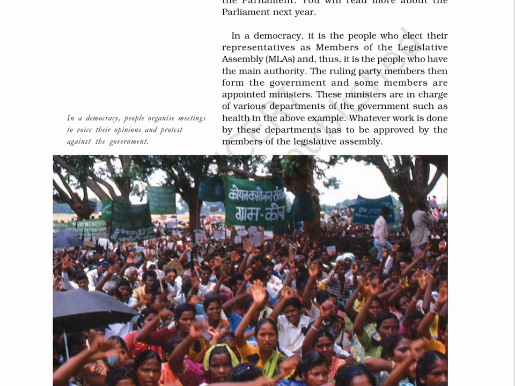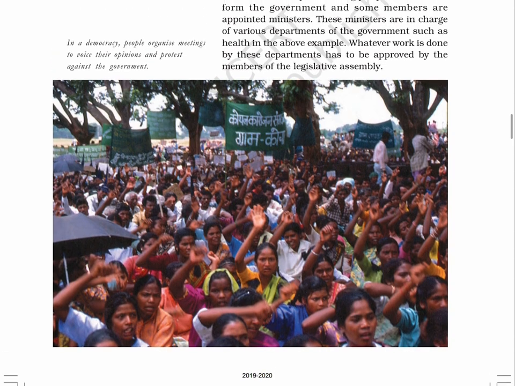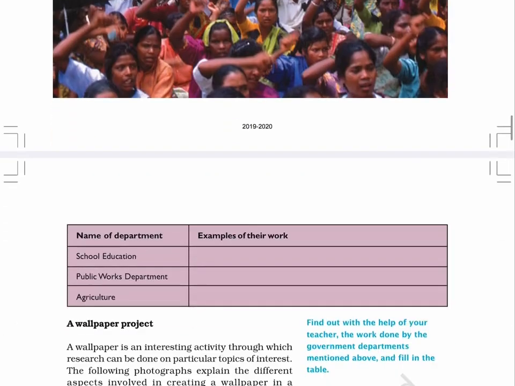On page number 38, there is a picture given of a protest happening in a rural area. There is a note given here which reads, "In a democracy, people organize meetings to voice their opinions and protest against the government."